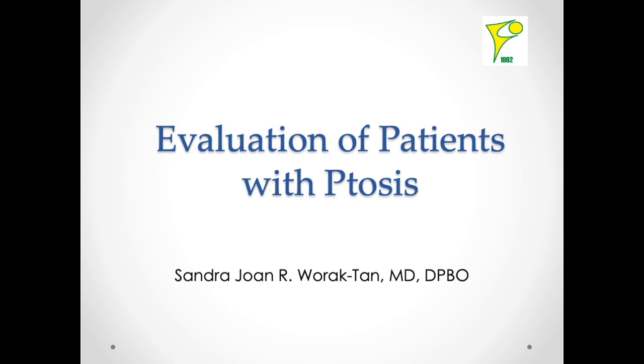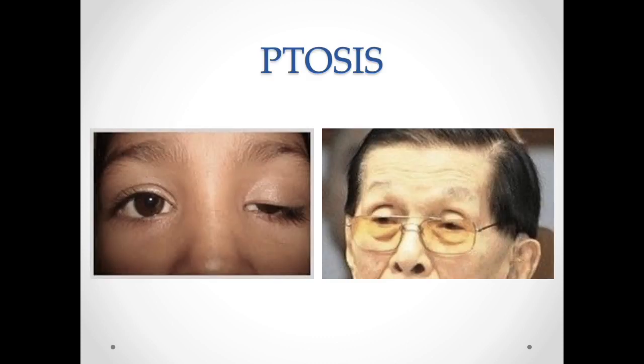So today I will be discussing the evaluation of patients with ptosis. The majority of patients you will see in your practice are those of the congenital and the involutional type that comes with age. For the congenital type, we want to correct the ptosis to avoid amblyopia. For the involutional type, we correct because of cosmesis or functional visual loss.